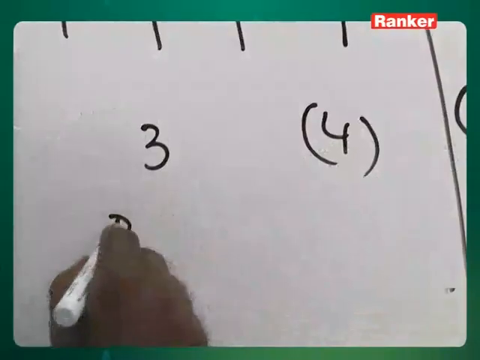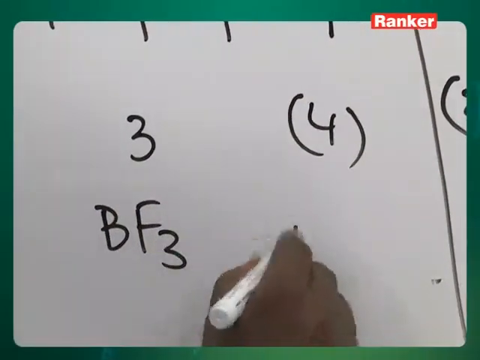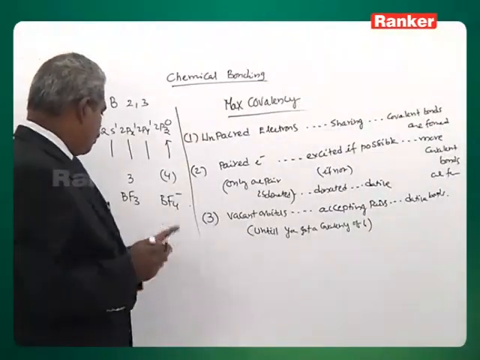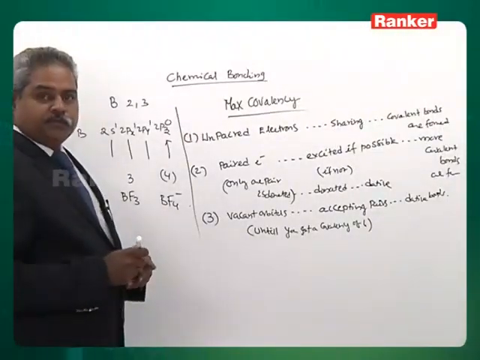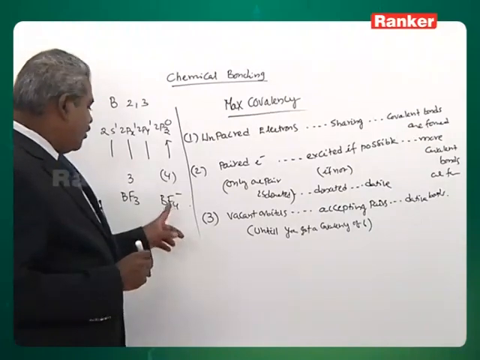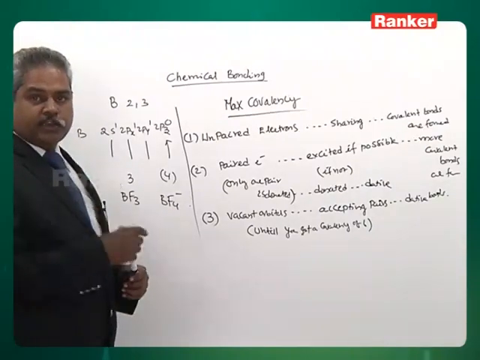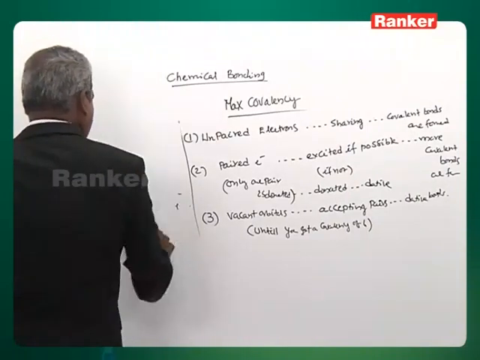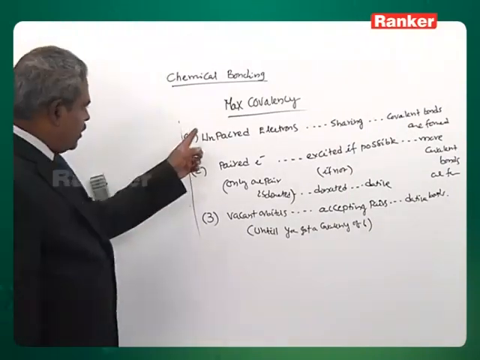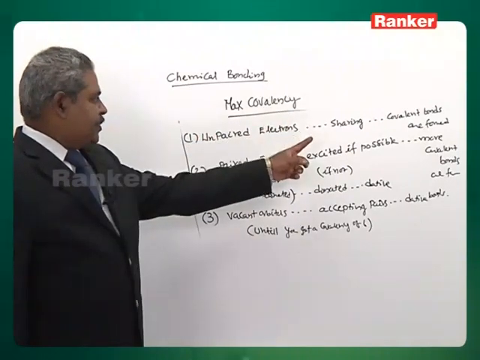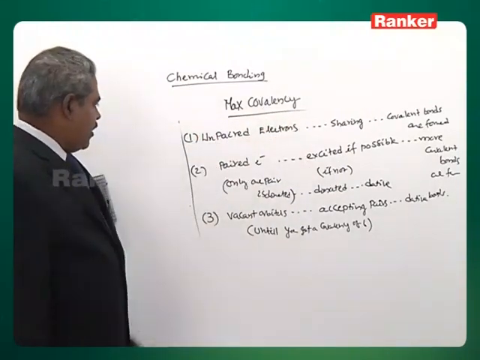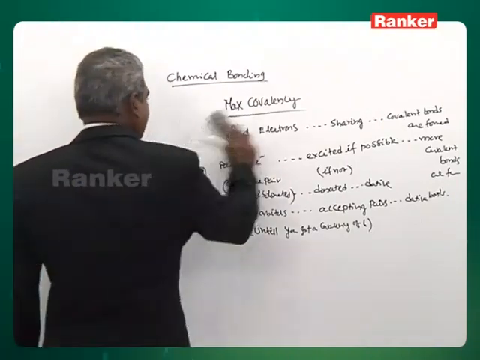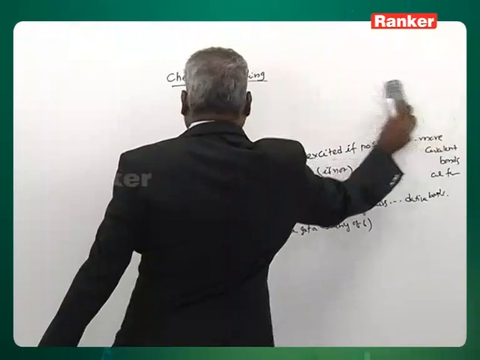Examples being boron trifluoride and BF4-. What is boron doing in BF4-? 3 fluorines, 1 bond each, and F- donates. So the maximum covalency is 4. So look at it at a final time. Unpaired electrons are used in sharing and covalent bonds are formed. Paired electrons are excited if possible. So we have applied unpaired electrons to start with.